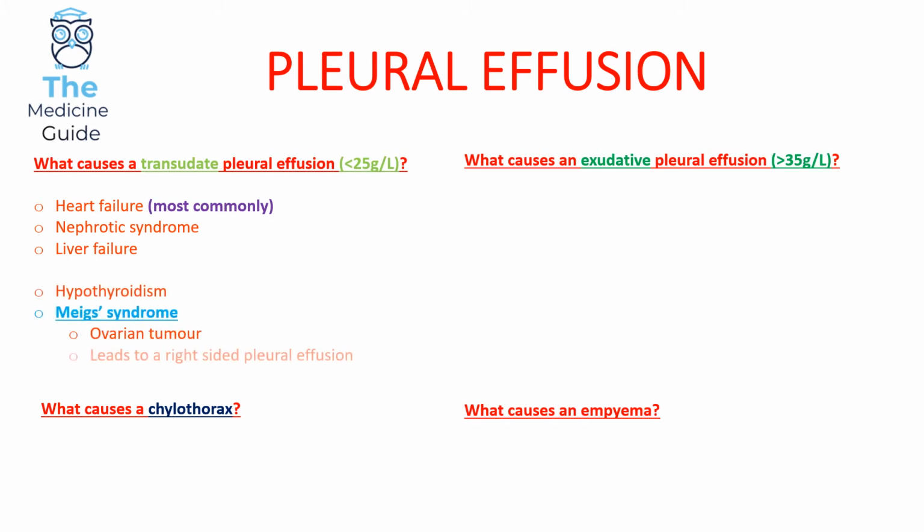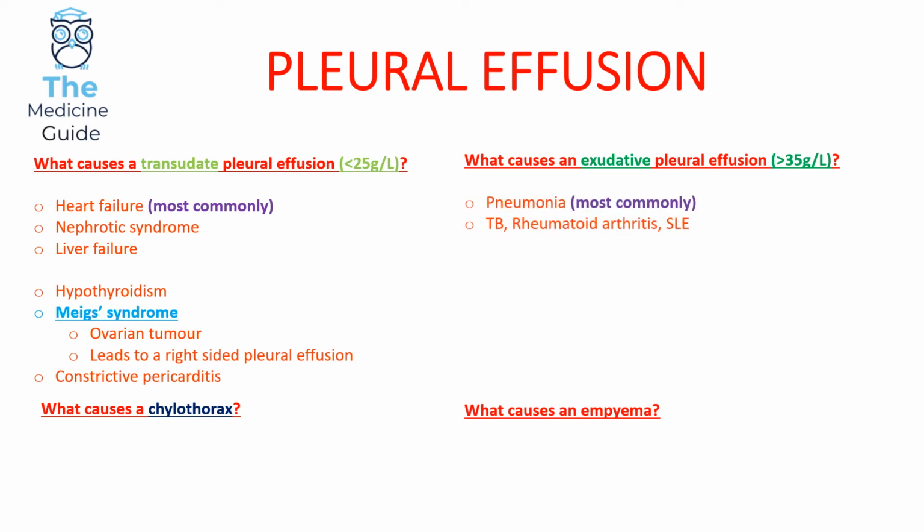So Meigs syndrome is an ovarian tumour which leads to right-sided pleural effusion, and I've underlined that in blue because Meigs syndrome is something that can crop up as part of obs and gynae, and it can also crop up as part of respiratory medicine, because pleural effusion is a respiratory condition, and it can also crop up under cardiology because a pleural effusion is an example of pleuritic chest pain. So just be aware of Meigs syndrome. And also constrictive pericarditis is another cause of transudative pleural effusion.